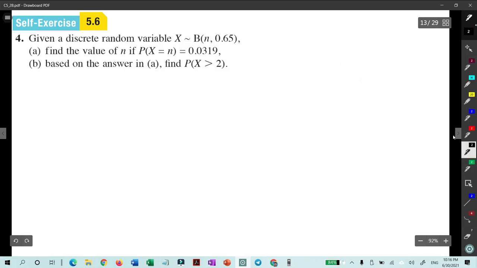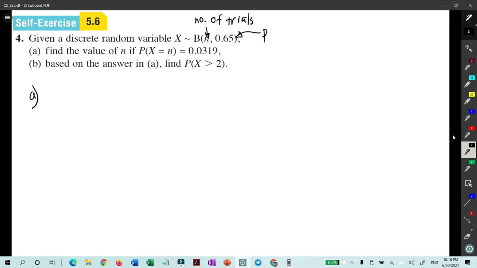Let's look at the next question. Question number 4. Given a discrete random variable X, it's a binomial distribution, with n, which is the number of trials, and this value here represents the probability of success, p. Now let's look at section A. Find the value of n if P(X = n) is equal to 0.0319.